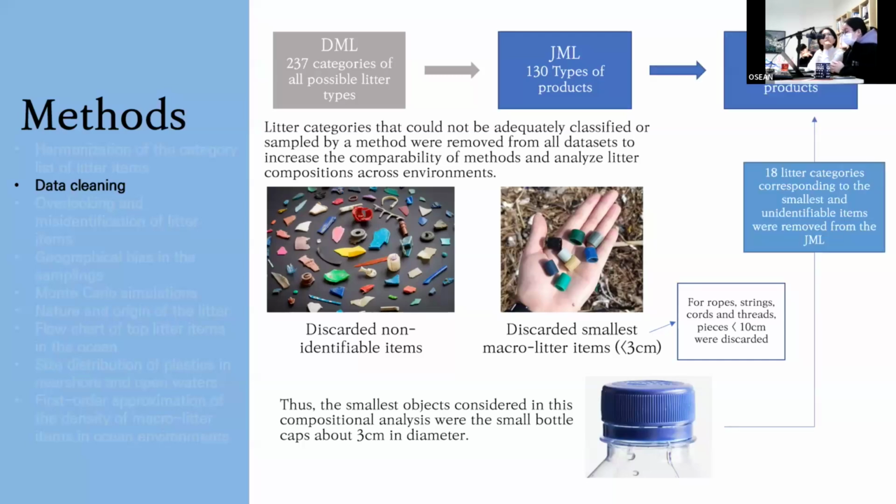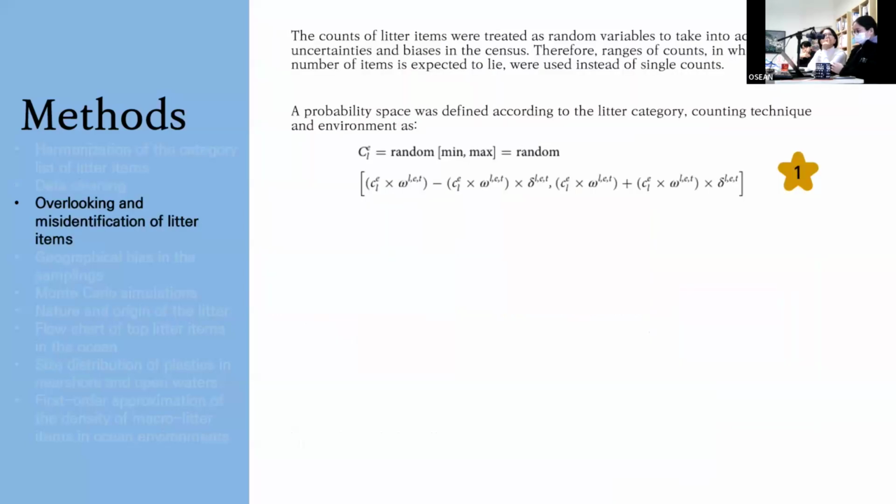Finally, 18 litter categories corresponding to the smallest and unidentifiable items were removed from the JML, and a total of 112 litter categories remain in the compositional analysis. The counts of litter items were treated as random variables to take into account the uncertainties and biases in the census. Therefore, ranges of counts in which the true number of items is expected to lie were used instead of single counts.